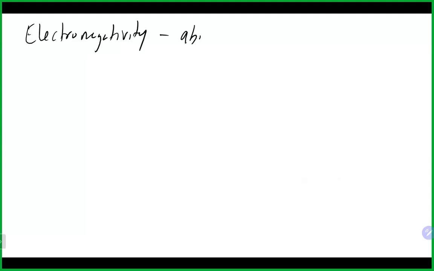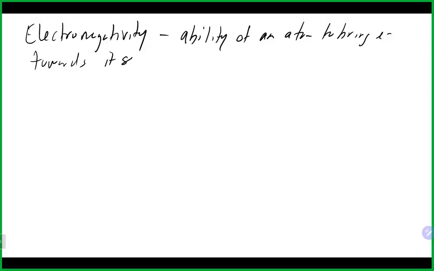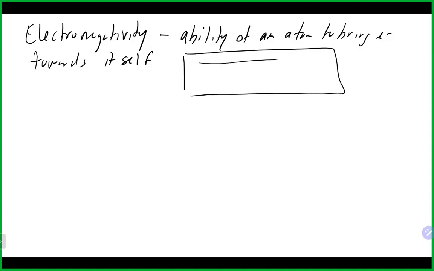Electronegativity is the ability of an atom to bring electrons towards itself. On the periodic table, it increases as you go up and to the right. Fluorine is the most electronegative element you could have, and it decreases as you go this way. So it increases and decreases.